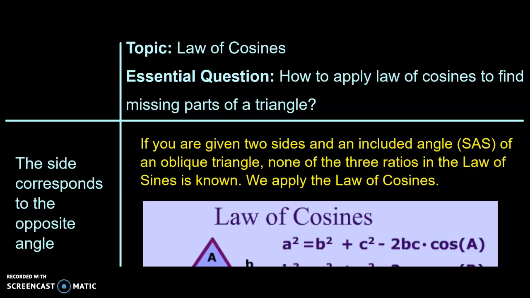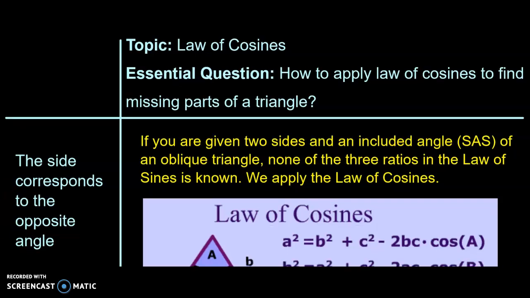Today we're going to look at the law of cosines. How do we apply the law of cosines to find the missing part? In this case, we have a triangle that has two given sides and an included angle. So it's a side-angle-side. All three sides are not the same, so that's why it's an oblique triangle. We can't use the law of sines, because we don't have a complete ratio. So we're going to have to apply the law of cosines.